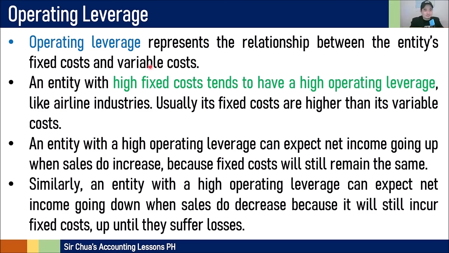Okay, now, an entity with high fixed cost tends to have a high operating leverage, like for example, airline industry. Usually, ang fixed cost po niya ay mas mataas po sa variable cost niya. Now, these are our things na kailangan maintindihan about operating leverage. An entity with a high operating leverage can expect net income going up when sales increases because fixed cost will still remain the same, no?